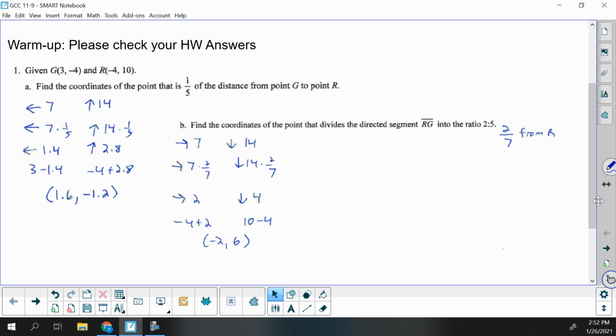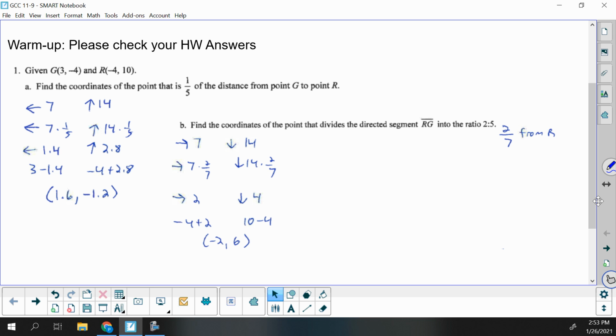In B, we have a ratio of 2 to 5. So that's really 2 out of 7 whole parts. So we want it 2/7 of the way from R. If you were going to do it from G, you would want 5/7 from G. But they wrote R, so we'll just go with the R.